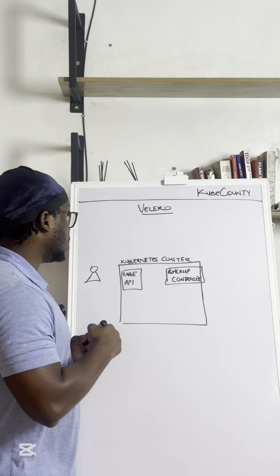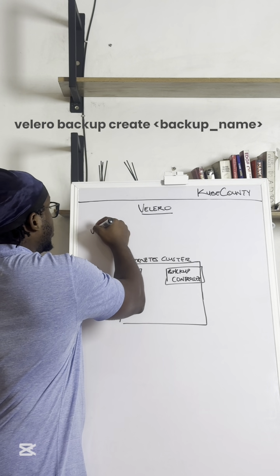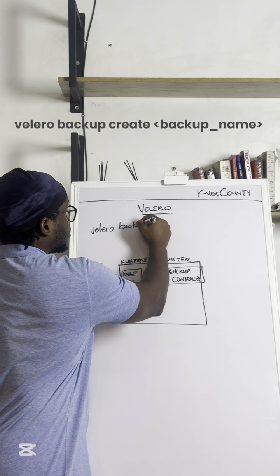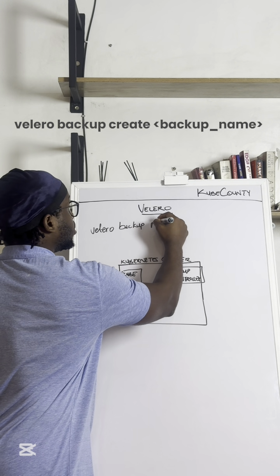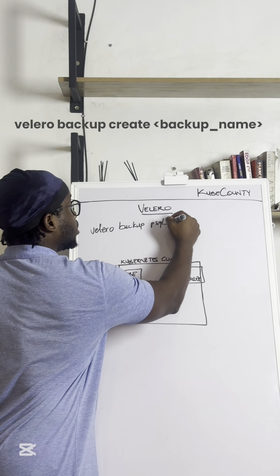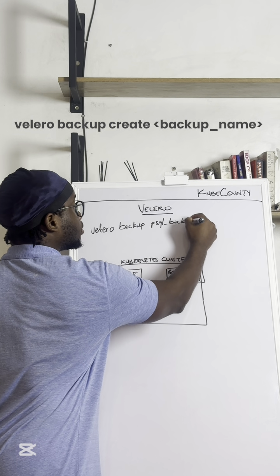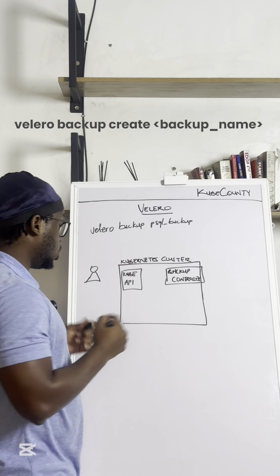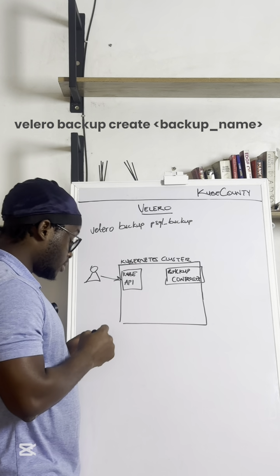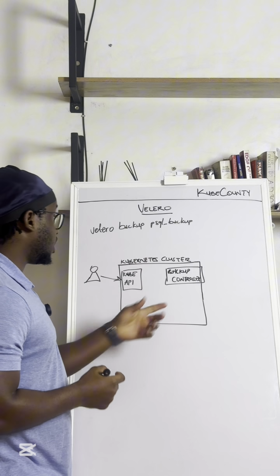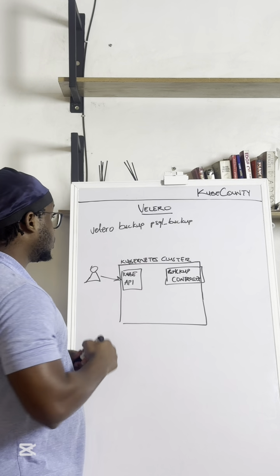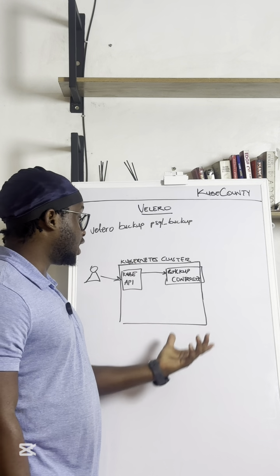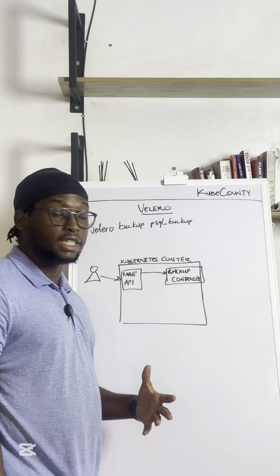If you run the command, maybe velero backup PSQL backup. Okay, if you run a command like this, it basically sends a request to the Kube API server, right? Now that request interacts with the backup controller. The job of that backup controller is to take a snapshot of the PVC that is used to store the data for that application.